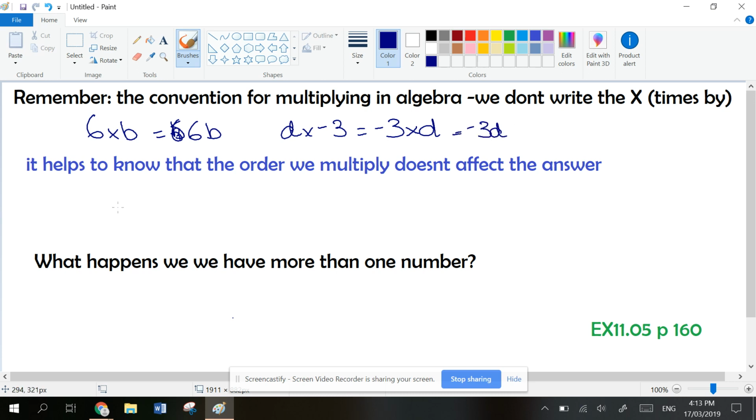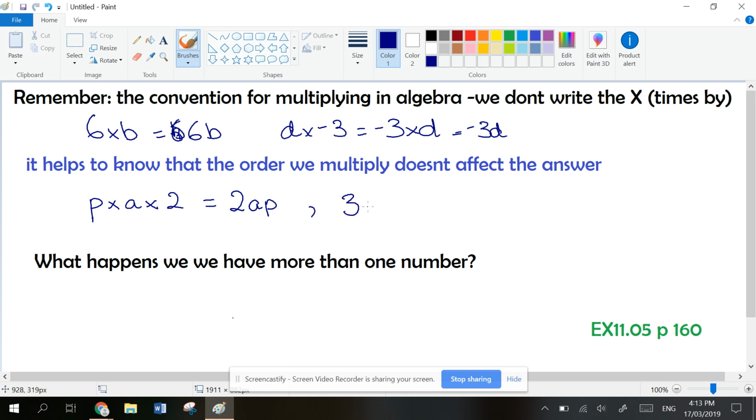Now, this really helps when you've got some more things to do. So if you've got p times a, and then we times that by 2, well, the convention is that the order doesn't matter, so we can put the number first, and then it's a good idea to put the letters in alphabetical order. That means 2 times a times p, which is the same thing as p times a times 2.